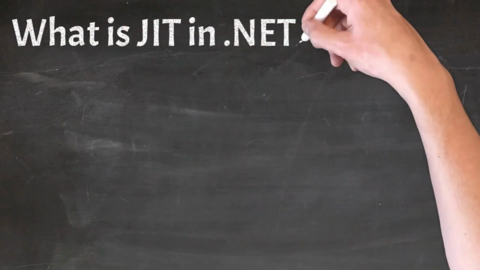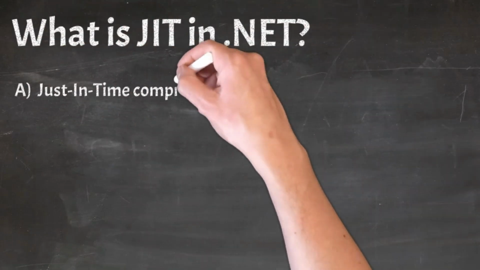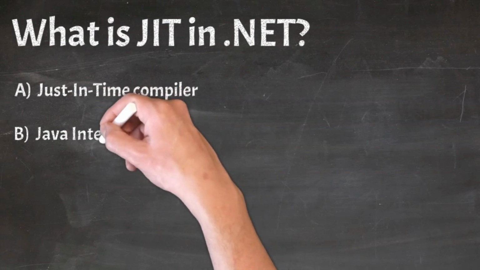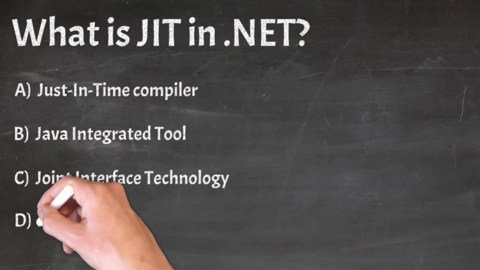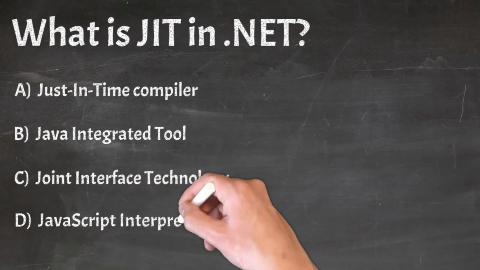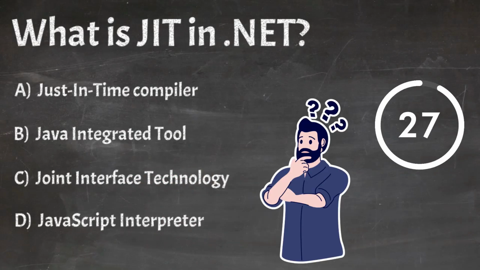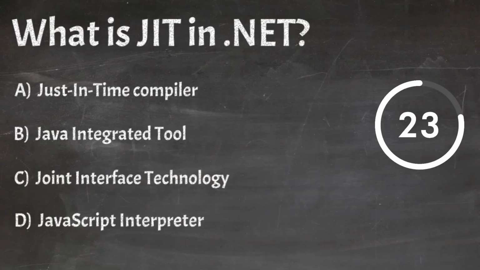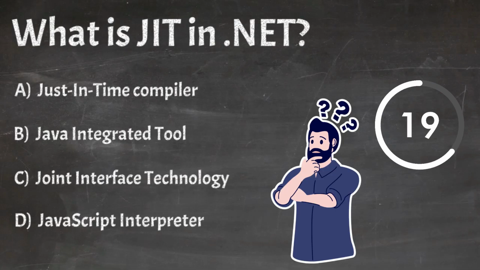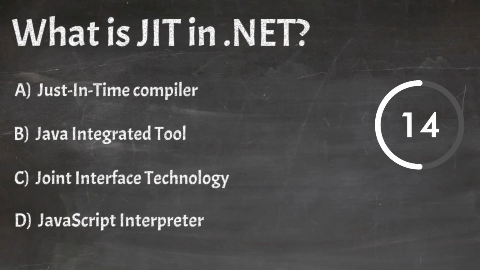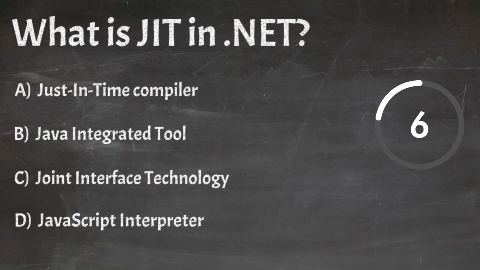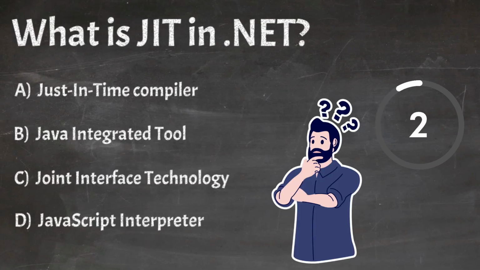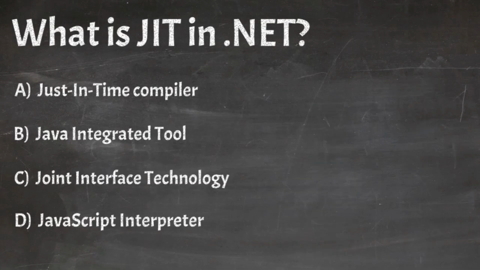What is JIT in .NET? A. Just-in-time compiler. B. Java integrated tool. C. Joint interface technology. D. JavaScript interpreter. Correct answer A. Just-in-time compiler.